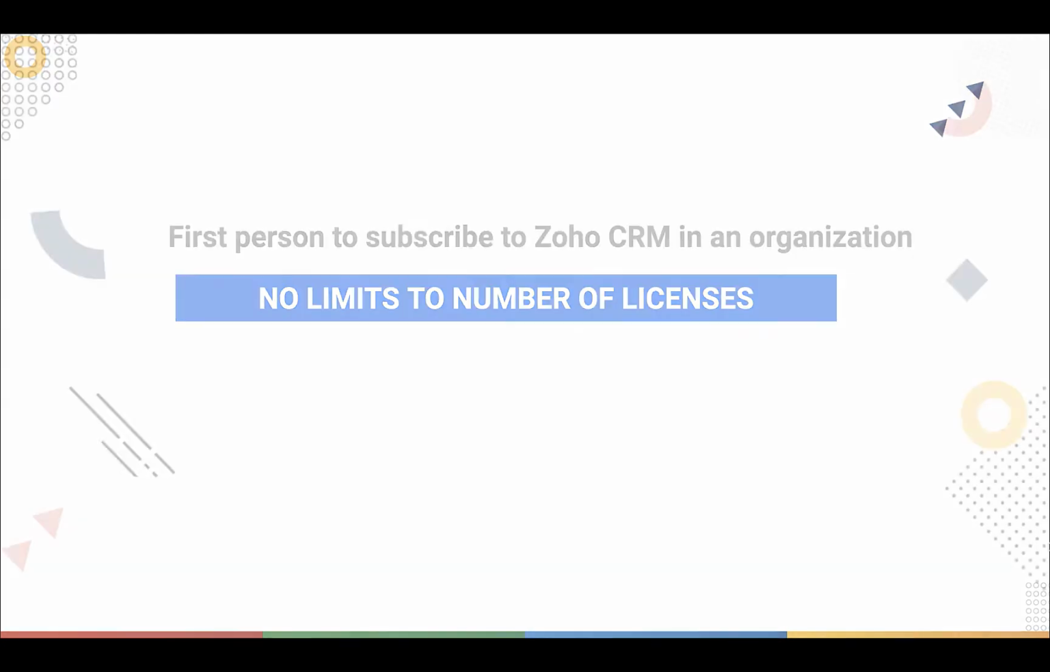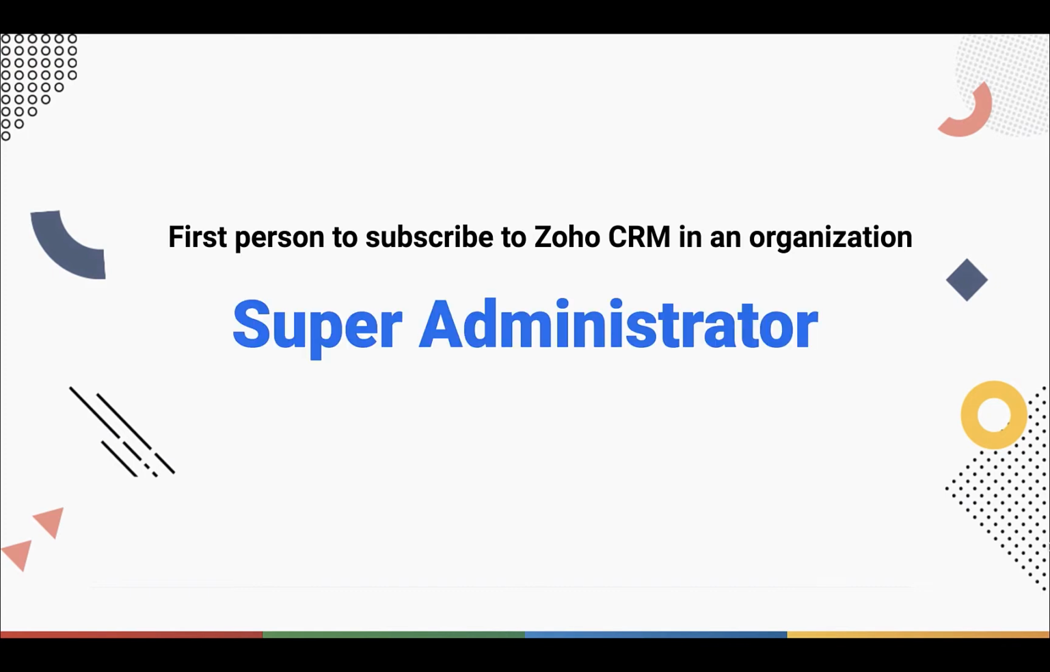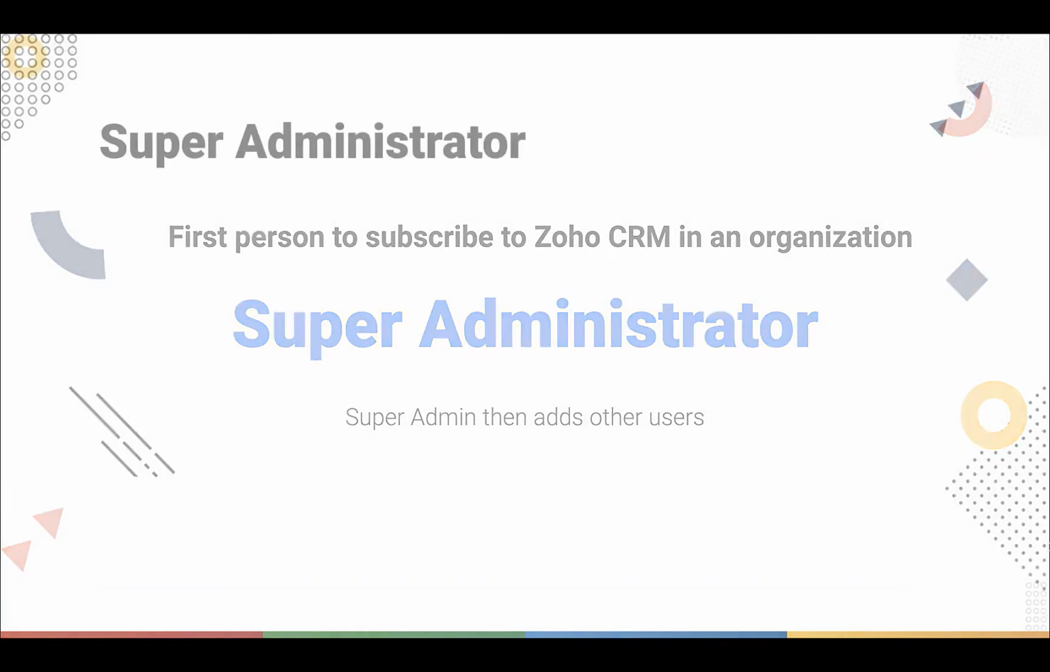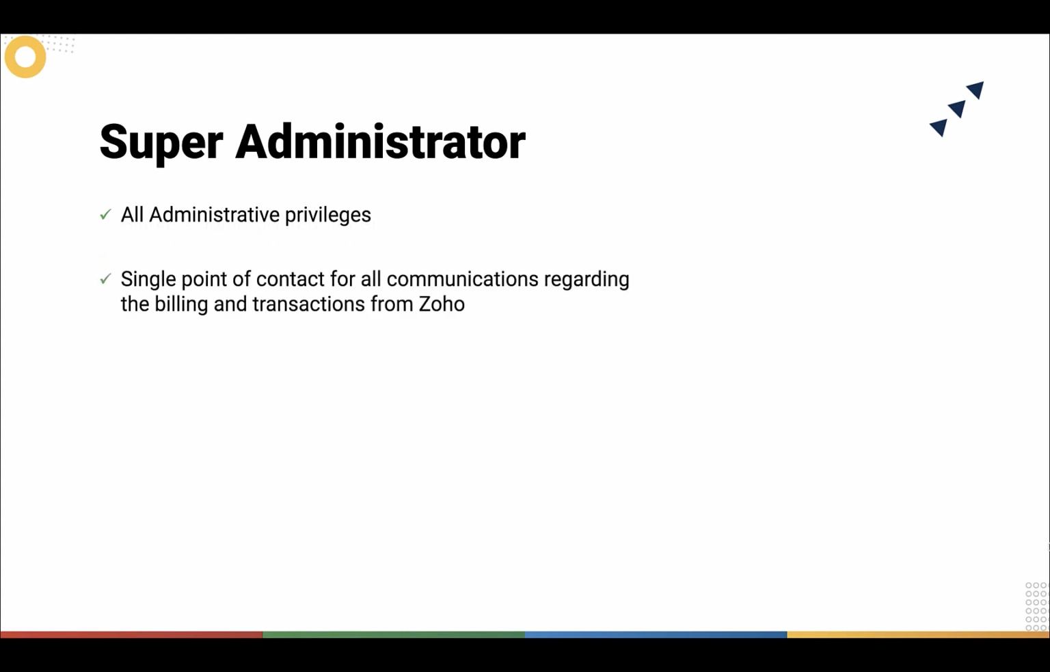Note that the person who subscribes to Zoho CRM first for his or her organization is by default designated as the super admin of the account. The super admin then goes on and adds other users to this account and defines their permissions and privileges. The only difference between a super admin and a regular administrator is that, apart from having all the administrative privileges and powers, the super admin also acts as a single point of contact for Zoho to communicate billing and other details. Also, the super admin is the only person who can delete other users.